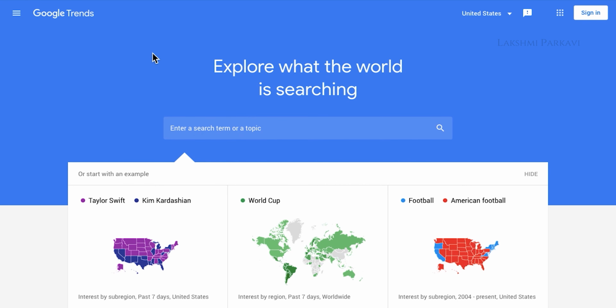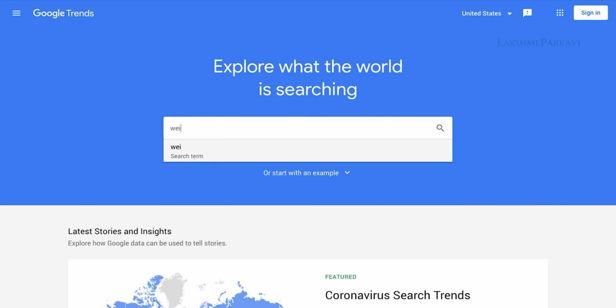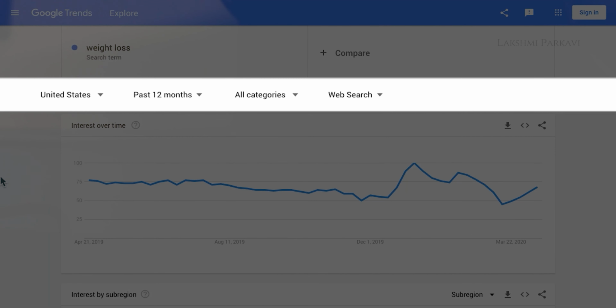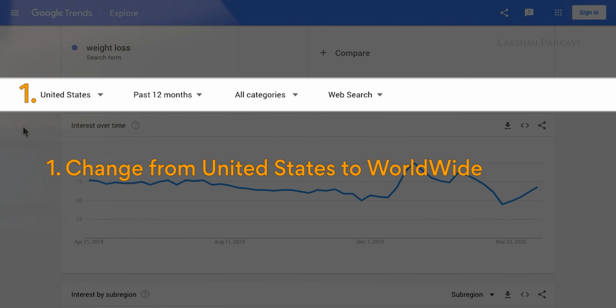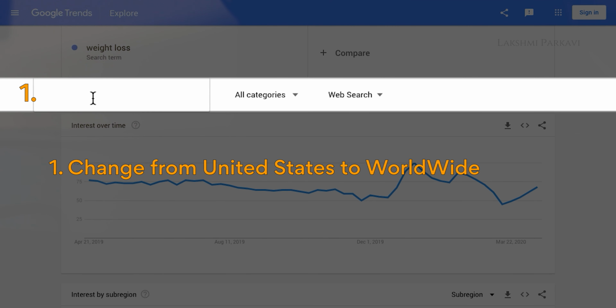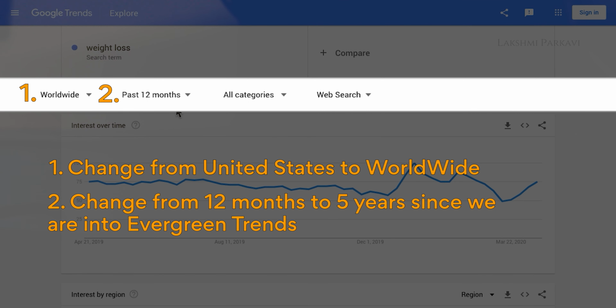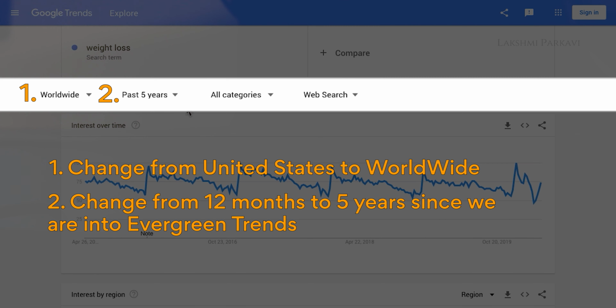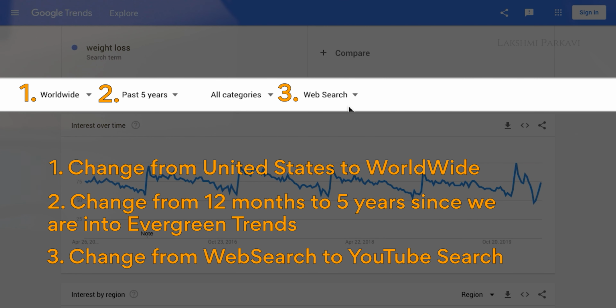So here we are in Google Trends. Let's type weight loss. We are going to do 3 changes here. Change from US to worldwide. Change from 12 months to 5 years. And we are going to leave all categories undisturbed. And change from web search to YouTube search.